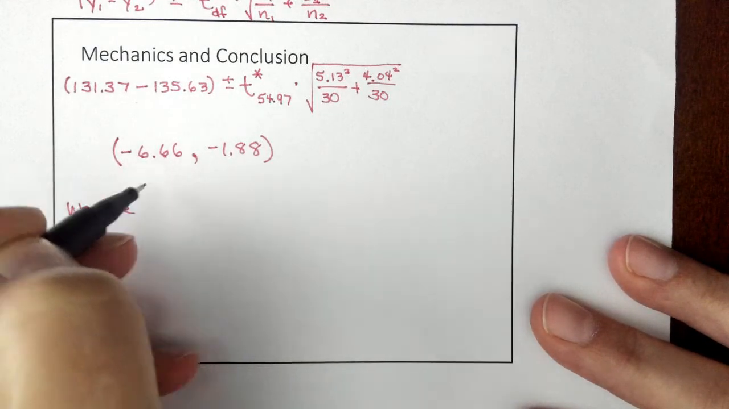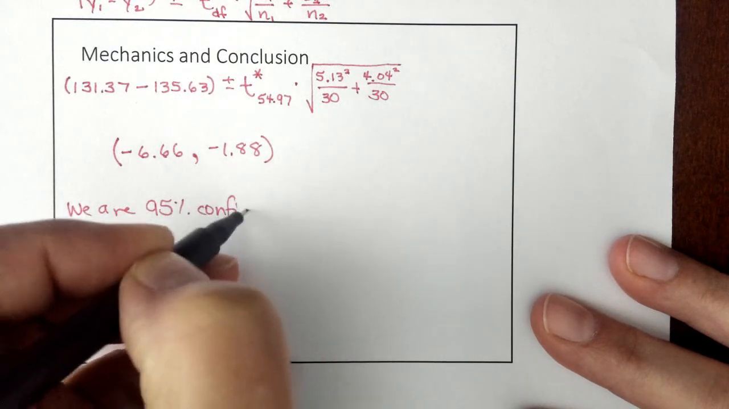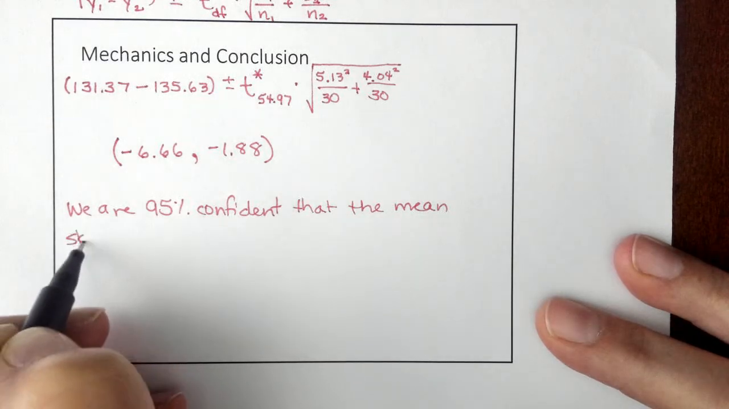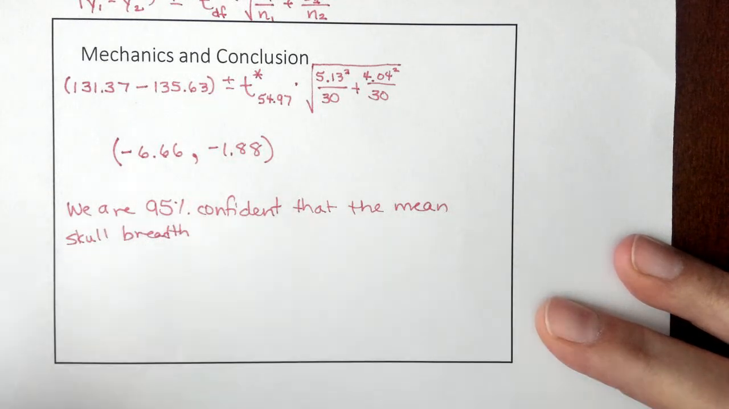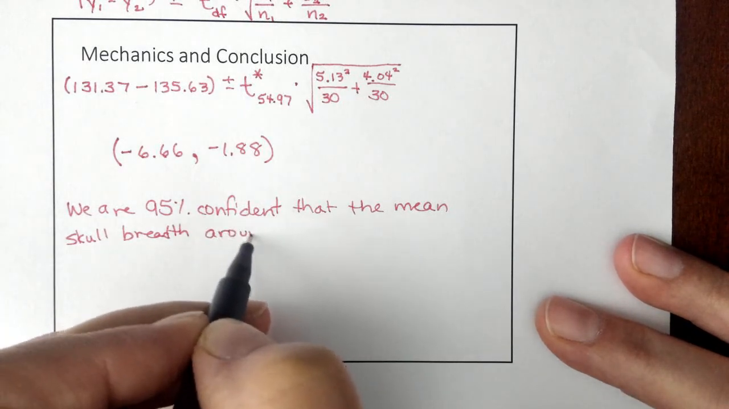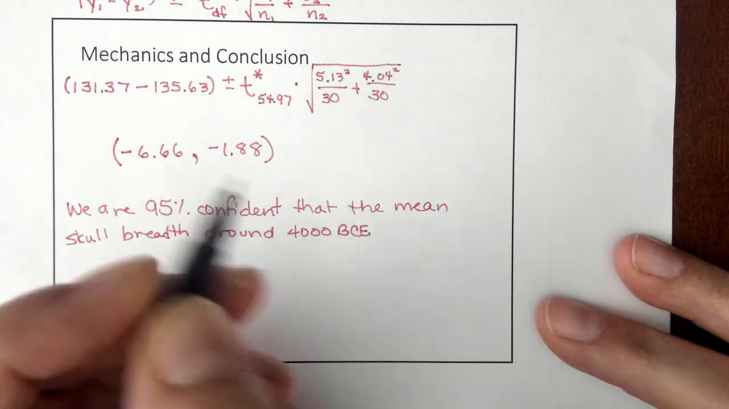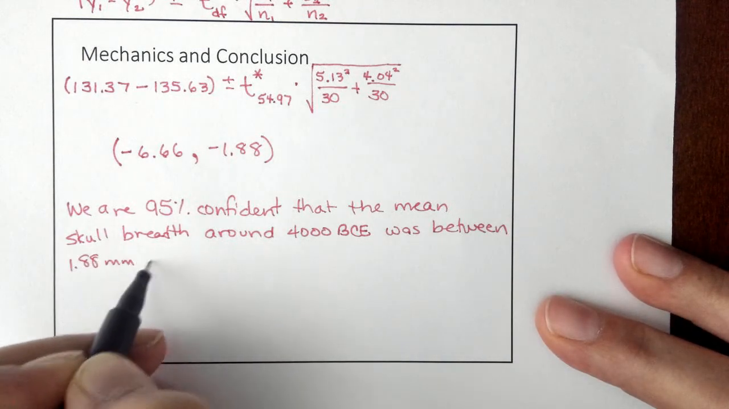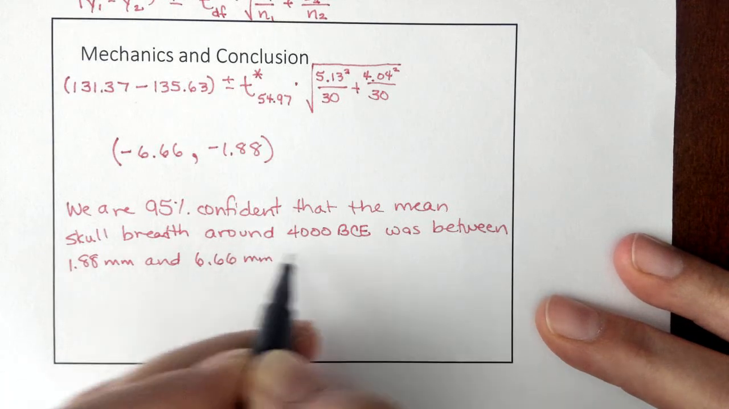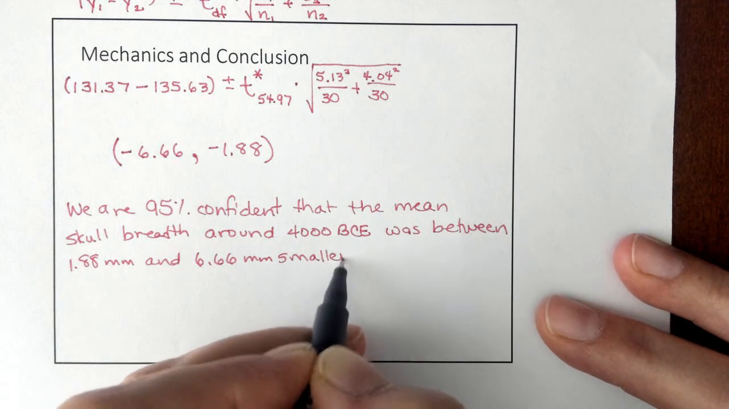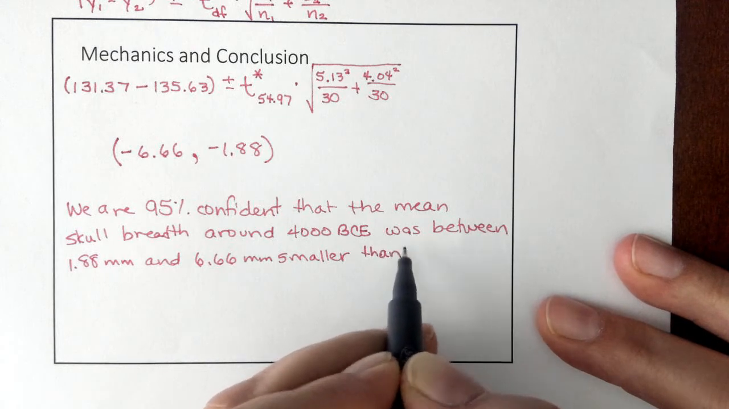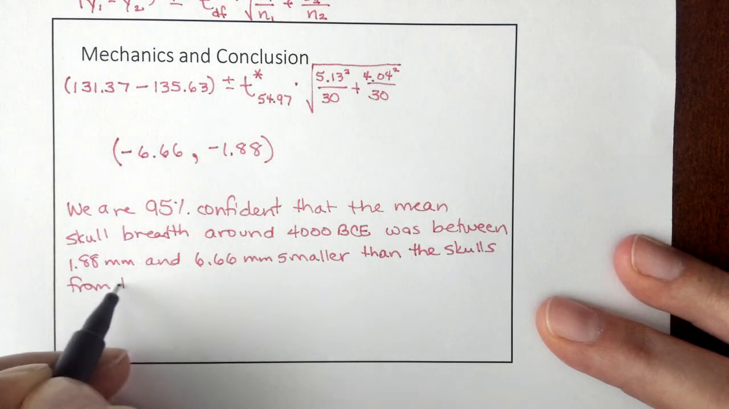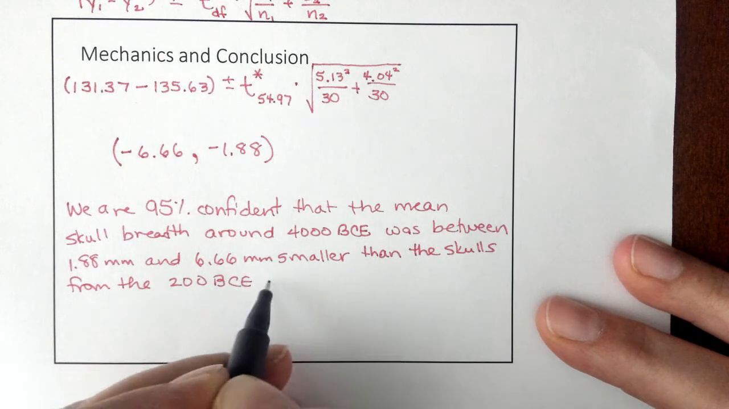We are 95% confident that the mean skull breadth, that's a crazy word to try to say, around 4000 BCE was between 1.88 millimeters and 6.66 millimeters smaller, there's our comparison word that we need, than the skulls from the 2000 BCE era.